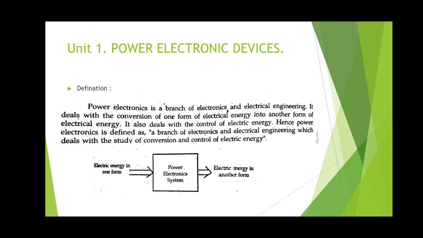It also deals with the control of electric energy. Some of the applications in our day to day life, in industries or in home, require low power or high power as compared with the mains. So here we have to control the electric energy. Power electronics deals with this control of energy and with the conversion of energy. So it is defined as a branch of electronics and electrical engineering which deals with the study of conversion and control of electric energy. Now this electric energy can be converted by four methods.